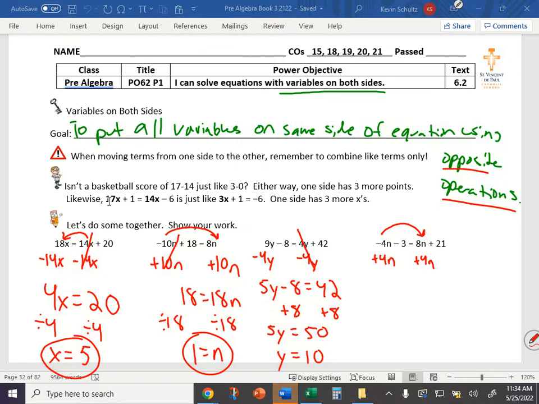Let me help you out here. Let me remove this. So add 4n to both sides here. That gives us negative 3 equals 12n plus 21.